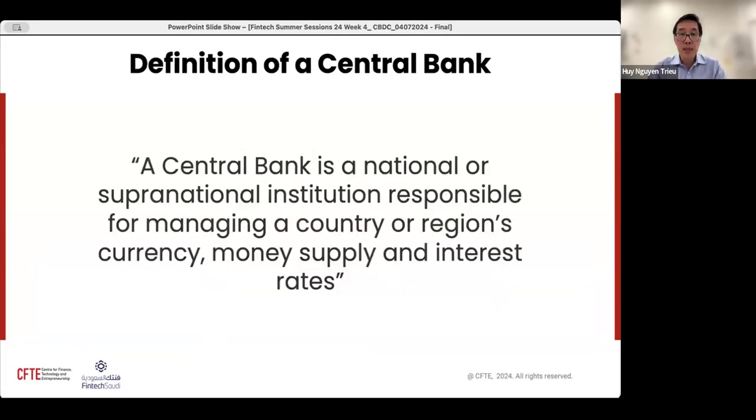What is a central bank? So a central bank is an institution which is responsible for managing a country's currency, money supply, and interest rates. We hear about central banks very, very often.